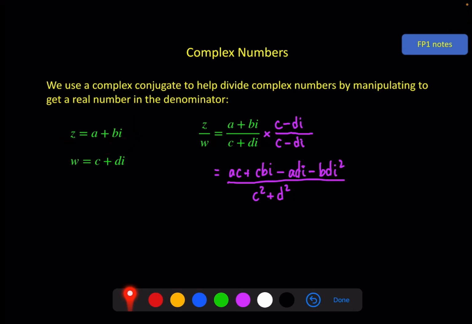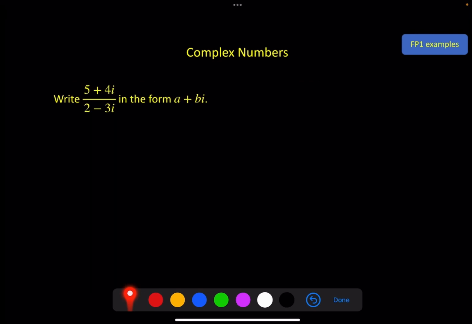Now I've done the algebra there to show that it will always work because of this, but it's not easy to see how it's going to end up until we get into the numbers. So let's have a look at some examples. Write this in the form a plus bi. So we're going to do exactly what we had on the previous screen. We're going to multiply by the complex conjugate of the thing in the denominator.